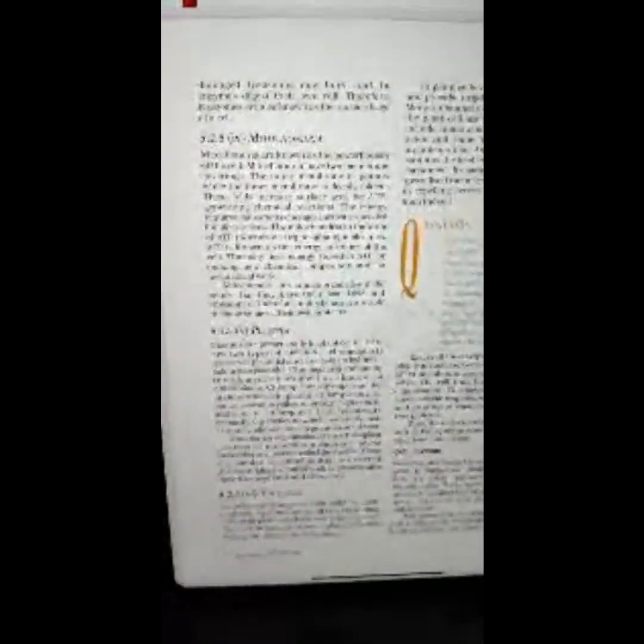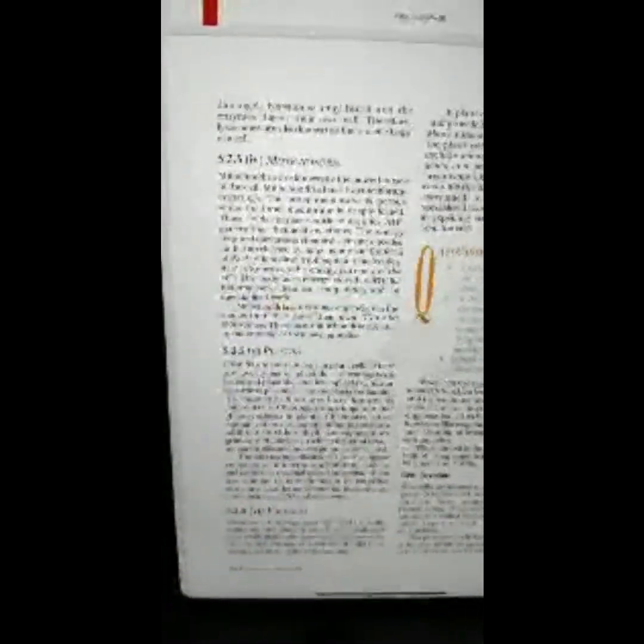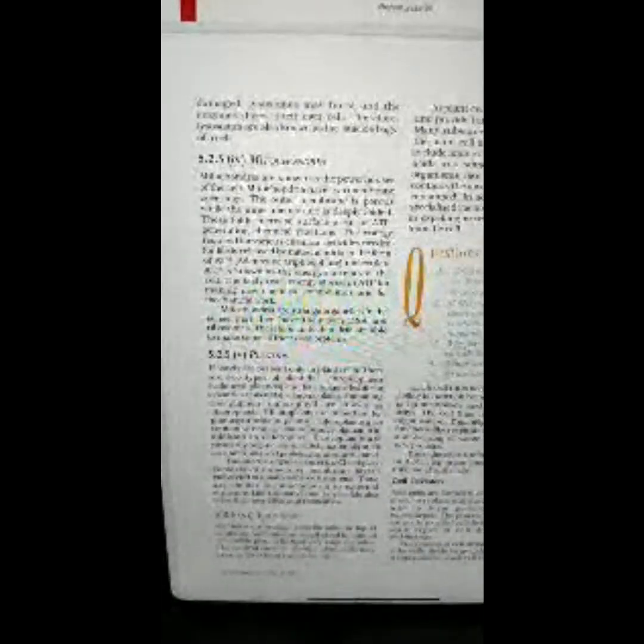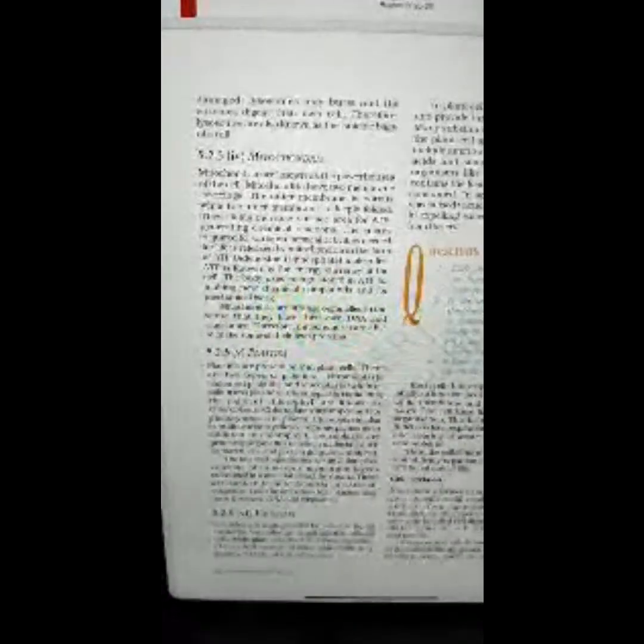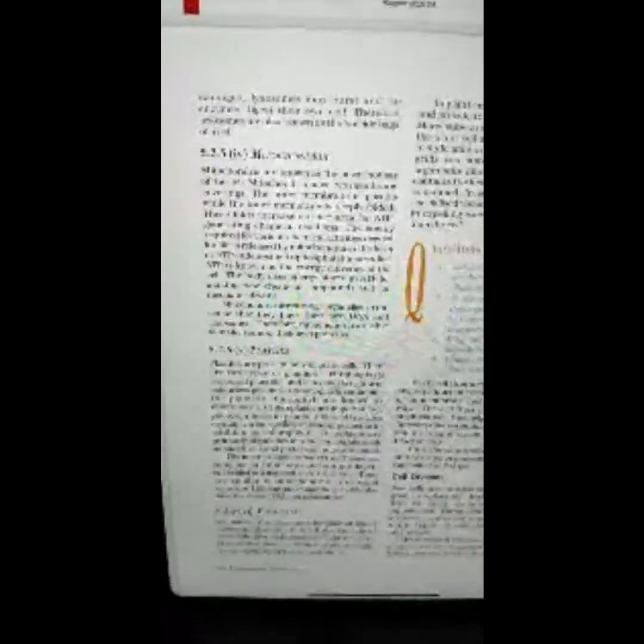During the disturbance in cellular metabolism, for example, when the cell gets damaged... Let's come on to the next page. And this is page number 57 of your book. Let's come to the left side. I hope the screen is visible. Damaged lysosomes may burst and the enzymes digest their own cell. Therefore, lysosomes are also known as the suicide bags of a cell.